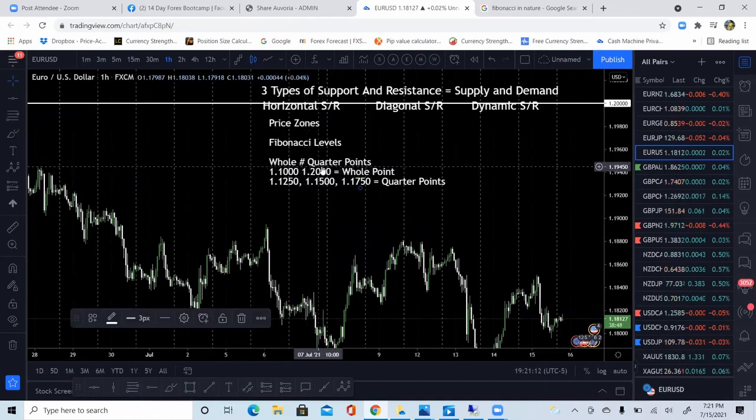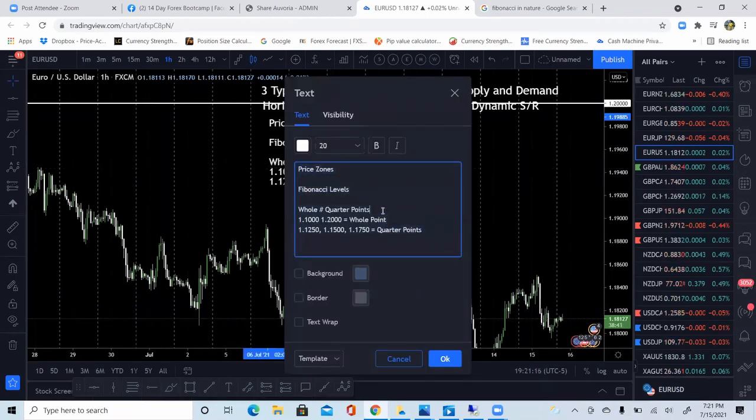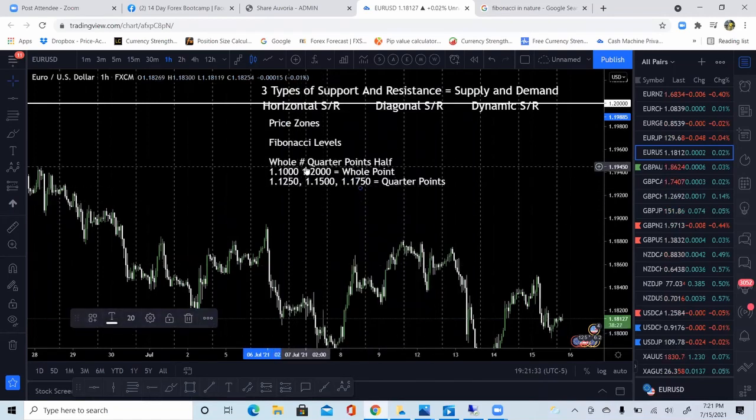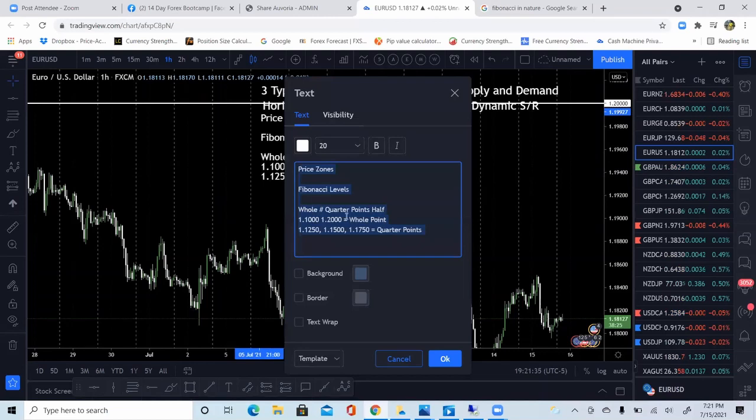So these are what's called your, oh, and then you have your half points. That's what I was missing. Half point. So the half point would be here. The half point between 1.1000 and 1.2000 would be 1.1500. But these are what's called, on a quarters theory, your large points, right?